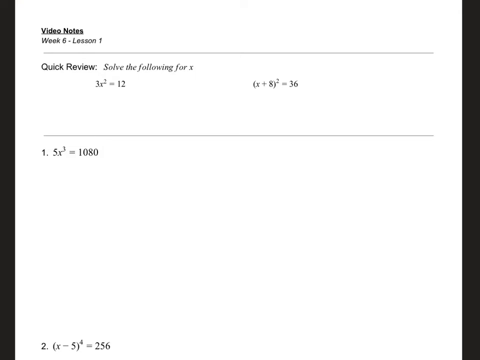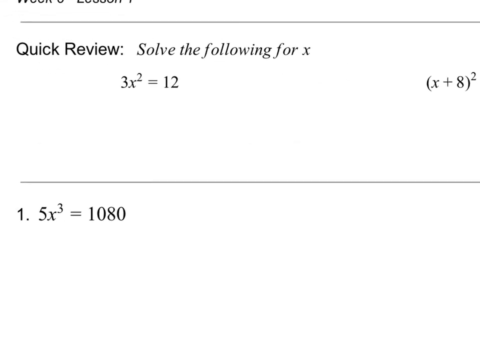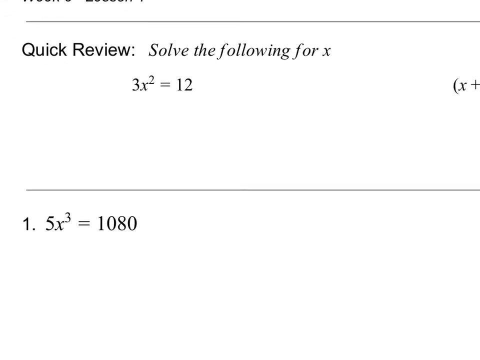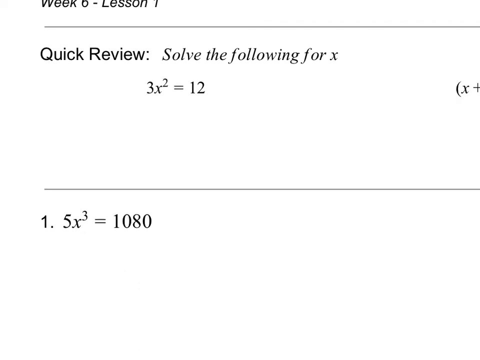So when we go to this quick review up here, our first little quick review, just solve the following for x. We have 3x squared equals 12. This is very easy, right? Hopefully you guys remember this from quadratics. All we're going to do here is divide by 3 on both sides. That'll get rid of the 3 there, and then that'll give us x squared equaling 4. Then we have to take the square root of both sides. That will cancel out the squared here, so I'll have x.